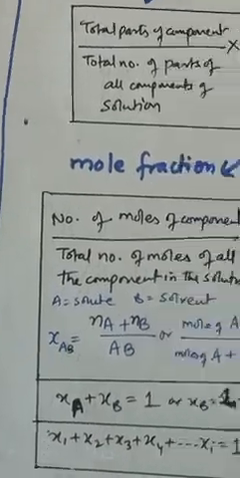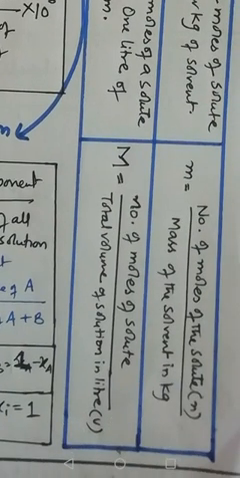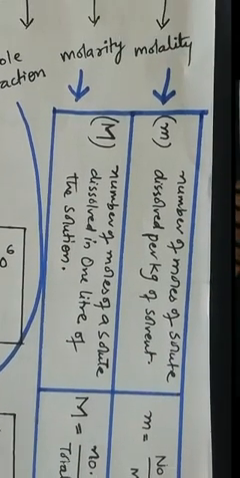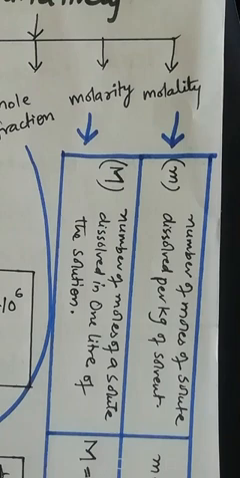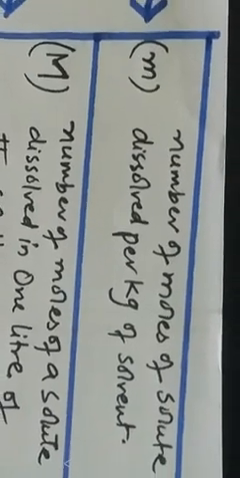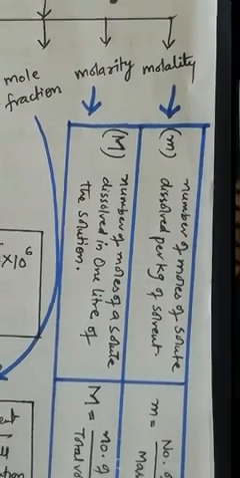Molarity is the number of moles of solute upon total volume of solution in liters. If it is written total volume of solution in milliliters, multiply by 1000. Similarly here, molality is the number of moles of solute dissolved per kilogram. So you can see the difference between molarity and molality. In molarity, we use the number of moles of solute dissolved in 1 liter, and in molality, we use per kg. So this is the difference. Per kg is mass and per liter is volume.